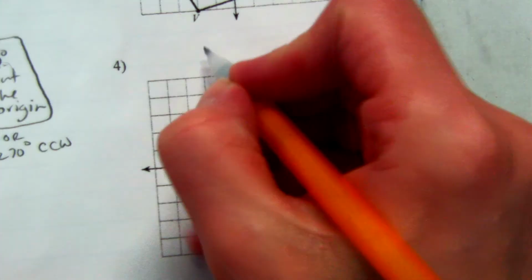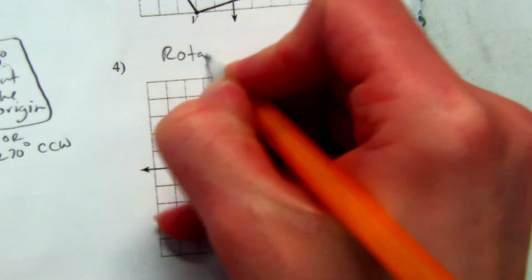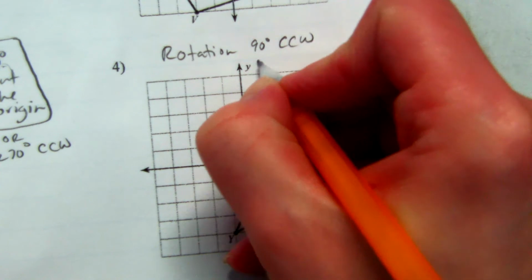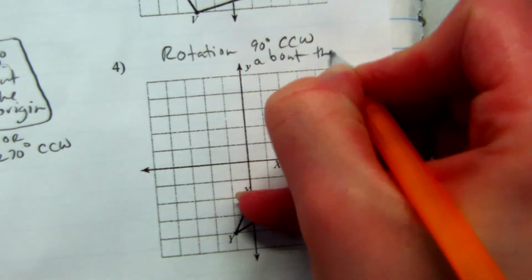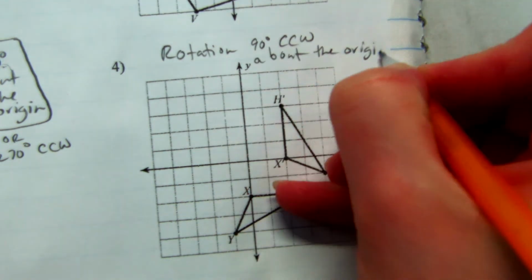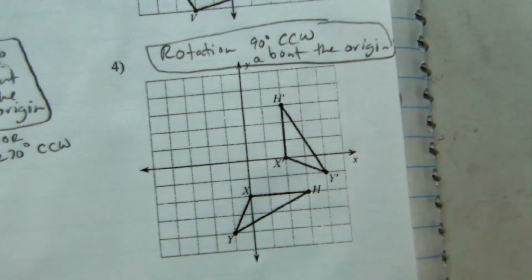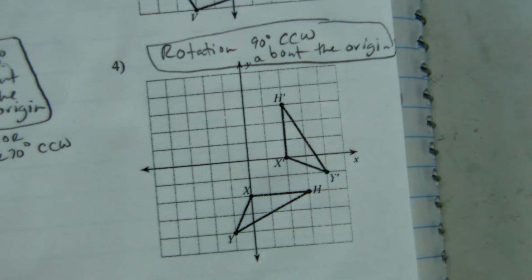So this would say that it is a rotation, 90 degrees, counterclockwise, about the origin. And then you could also do 270 clockwise. It would just take you a little bit longer to get there.